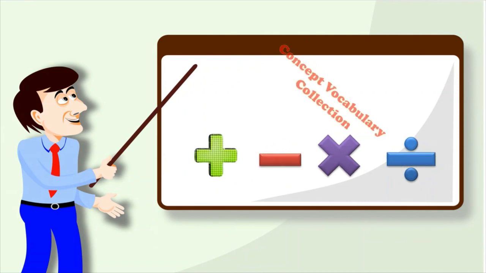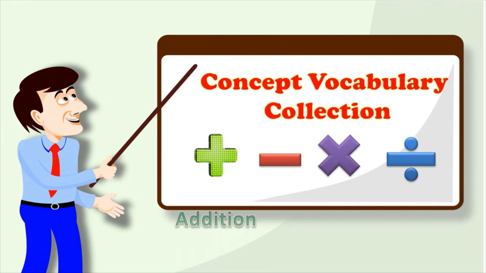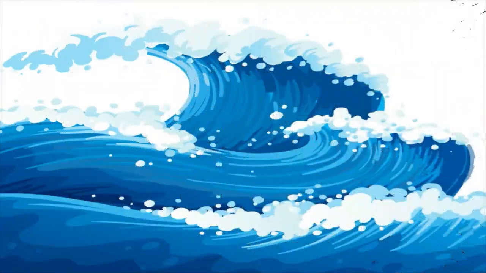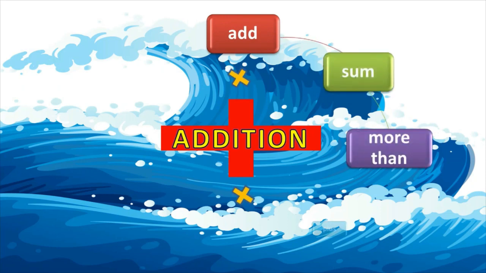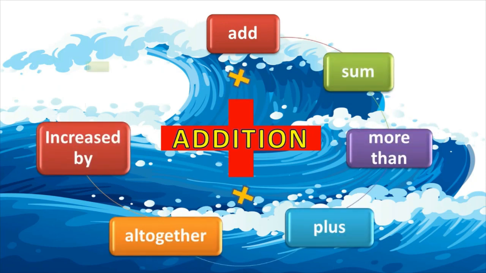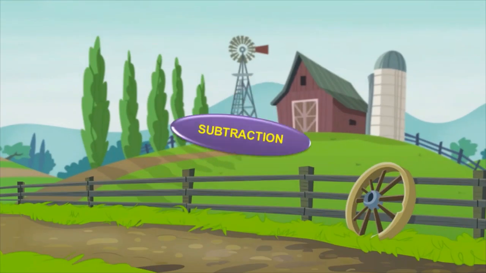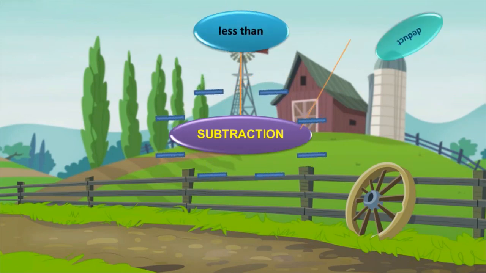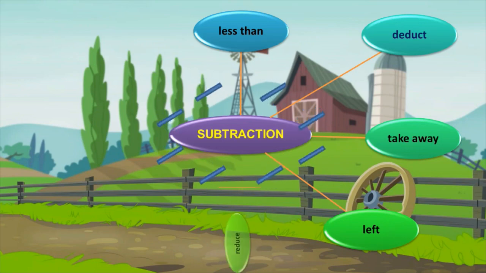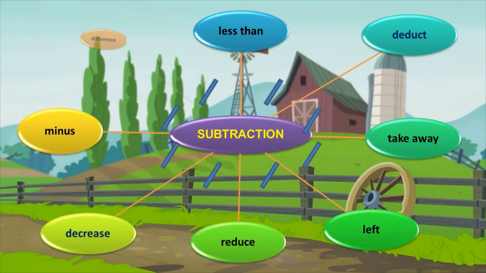Concept vocabulary collection. It is a collection of math-related words from math concepts like addition, subtraction, multiplication, and division. For addition: more than, plus, altogether, increased by, and combine. And for subtraction we have words like less than, deduct, take away, left, reduce, decrease, minus, and difference.